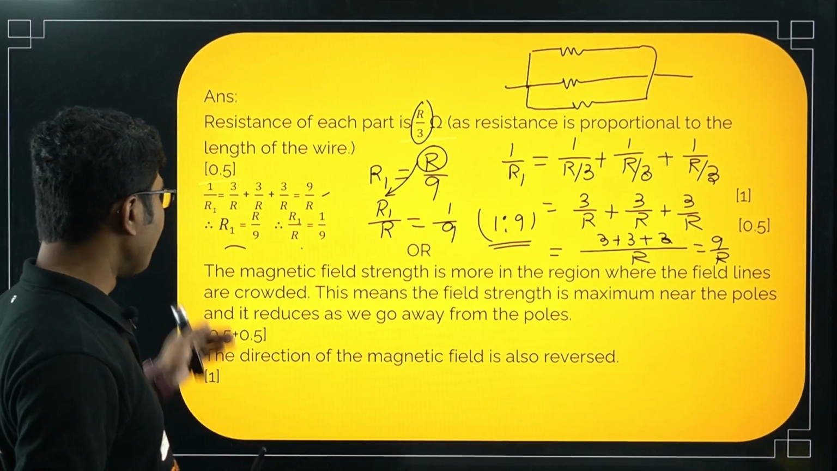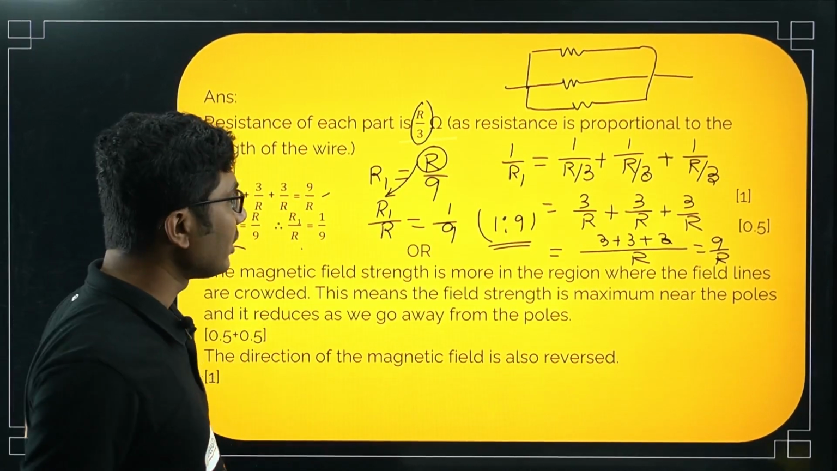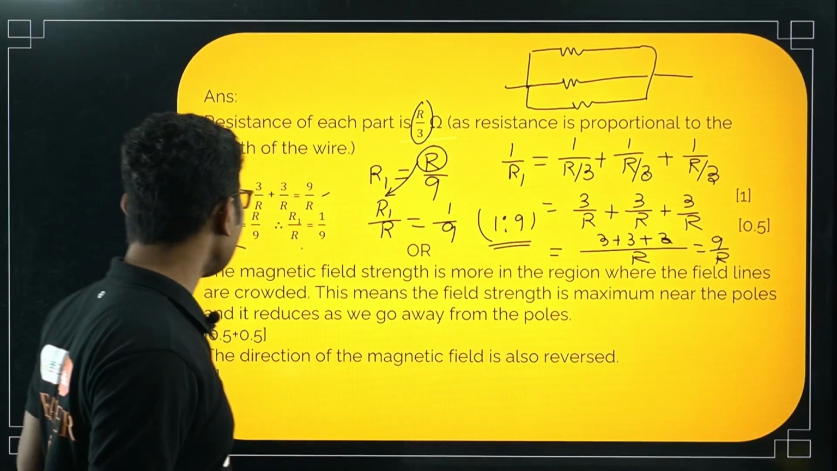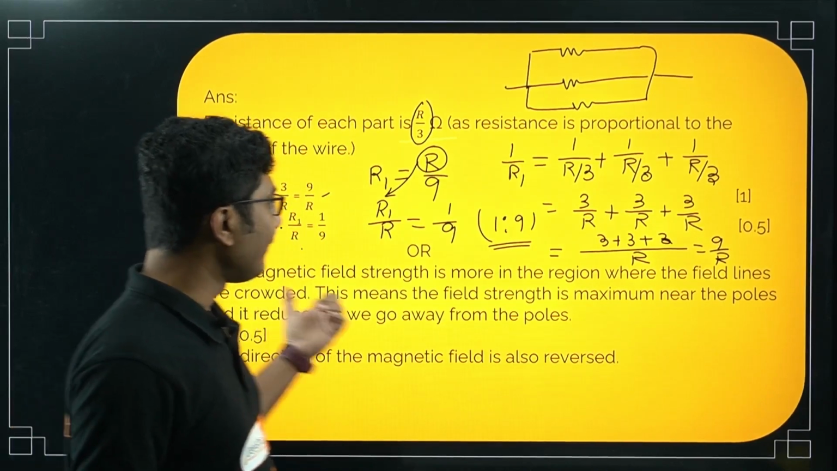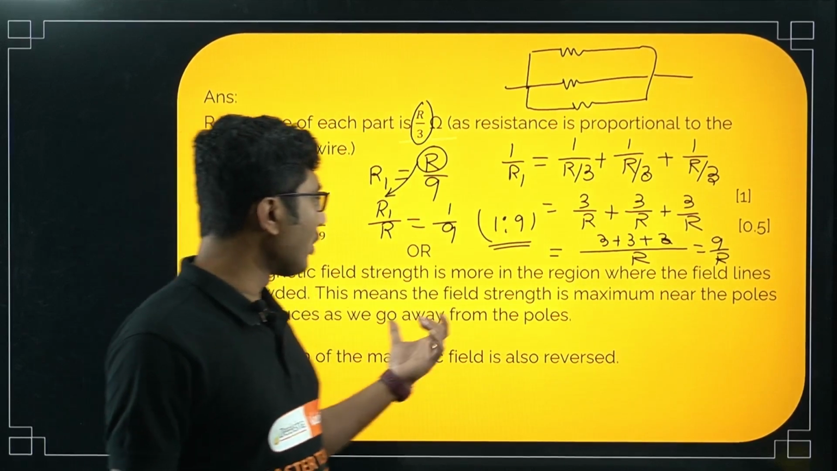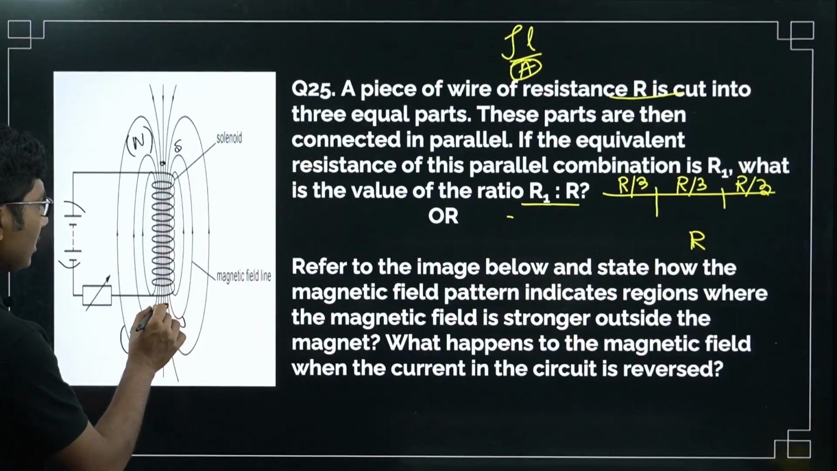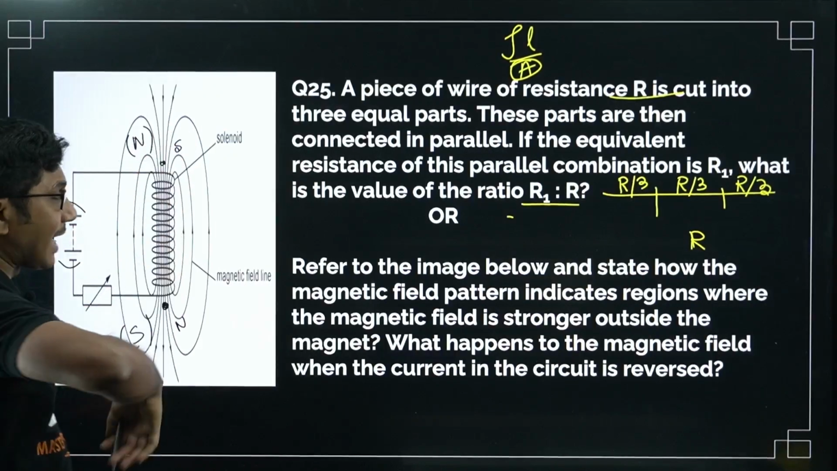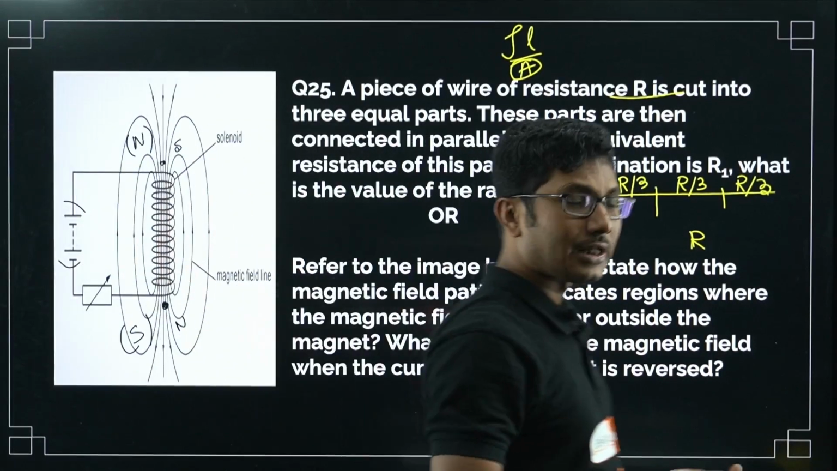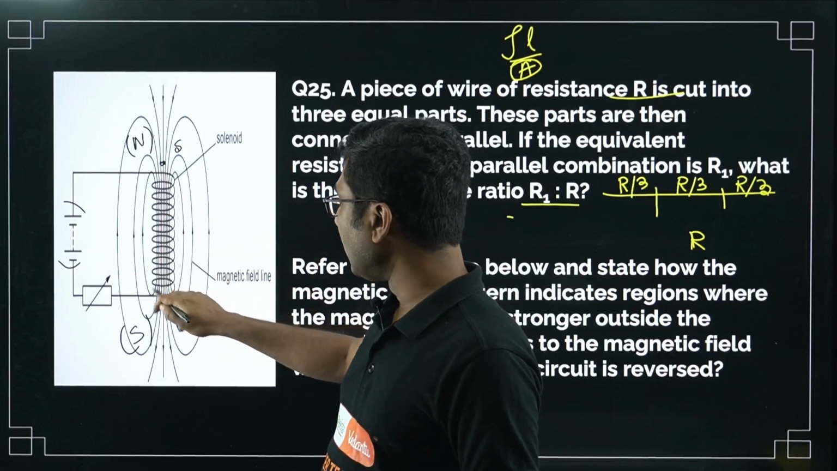Now let's look into the second part. As I mentioned, the magnetic field strength is more in the region where the field lines are crowded. This means that field strength is maximum near the poles and it reduces as we go away from the poles. So the magnetic field is stronger near the poles or the positions along the length of the solenoid. You can mention the length of the solenoid.